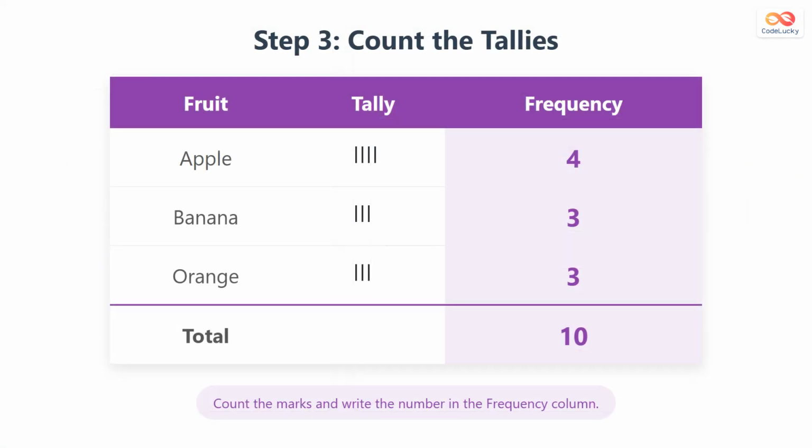Once all our tally marks are drawn, we move to the frequency column. We simply count the tally marks for each category and write the number digit. Here, we see 4 apples, 3 bananas, and 3 oranges. The total count is 10.